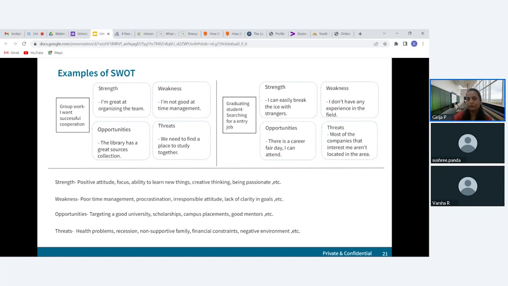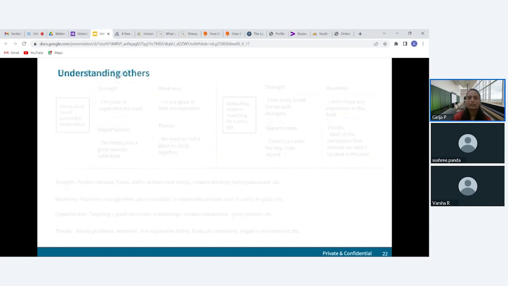So now we have seen how we can understand ourselves and how we can develop a plan for our improvement. Let's move ahead and see how we can understand others. As I mentioned before as well, when we are working with others, it is very important to understand others as well. It will help you to communicate with them and collaborate with them more effectively.